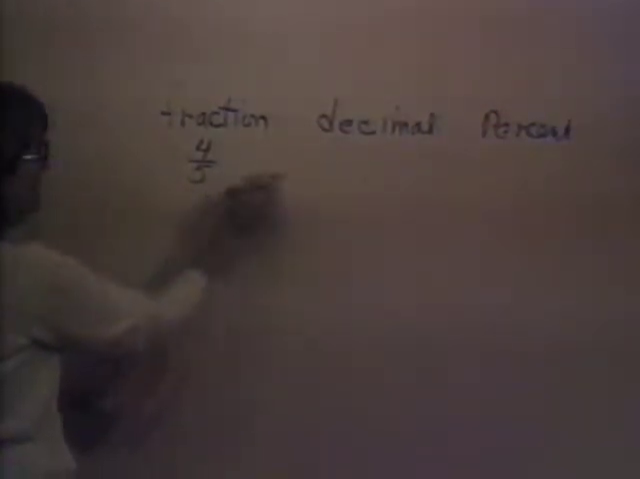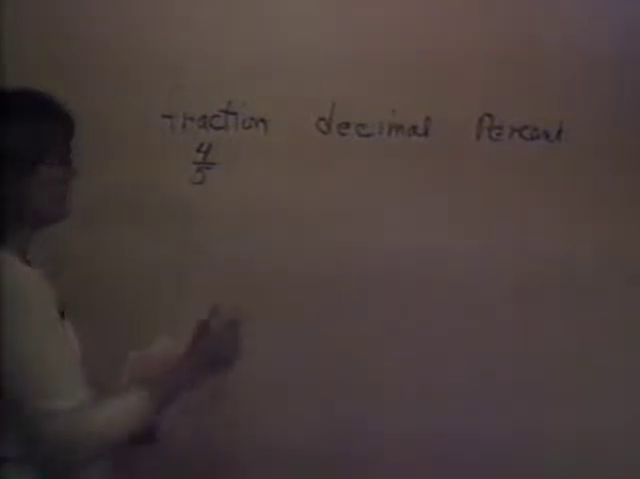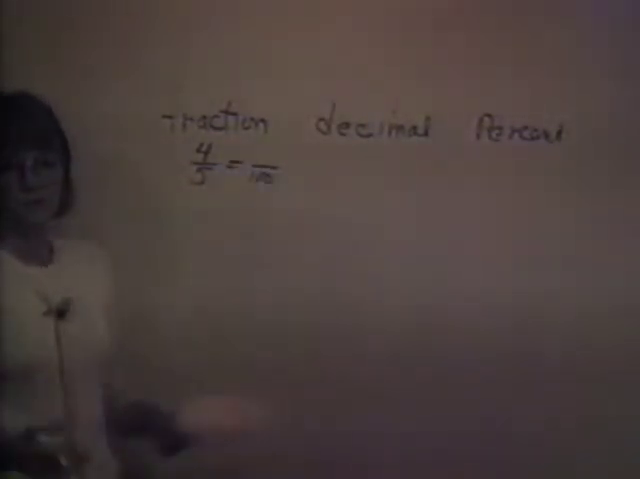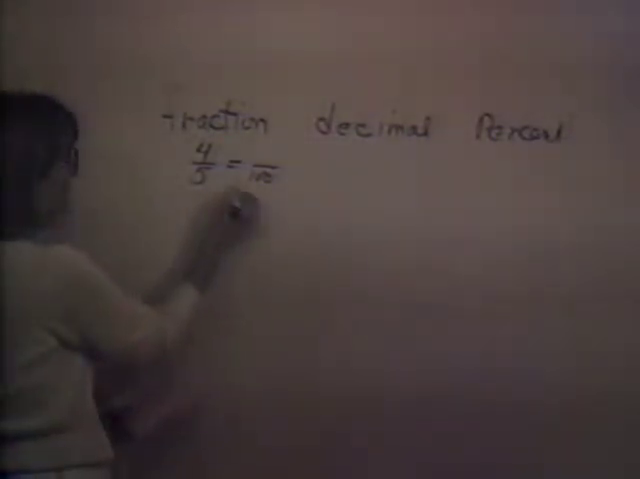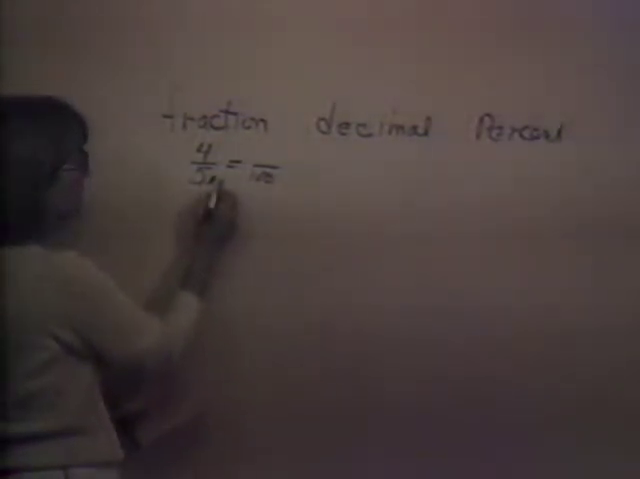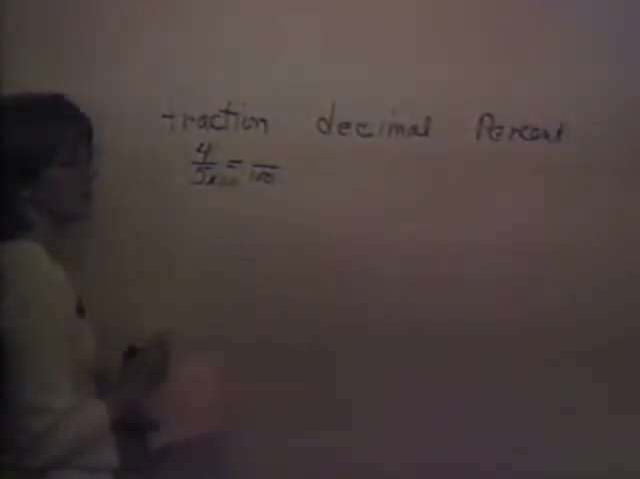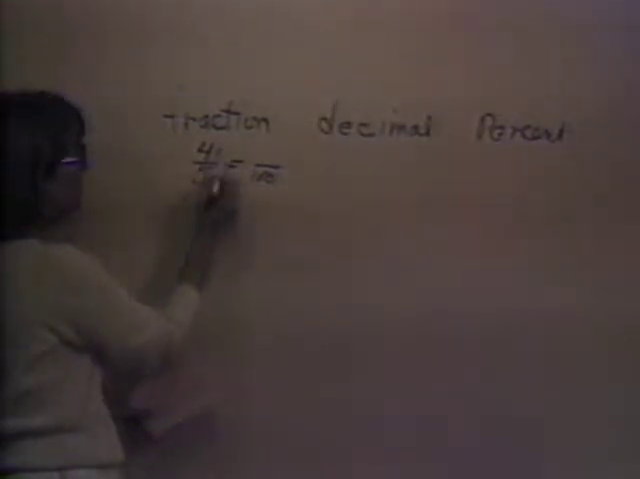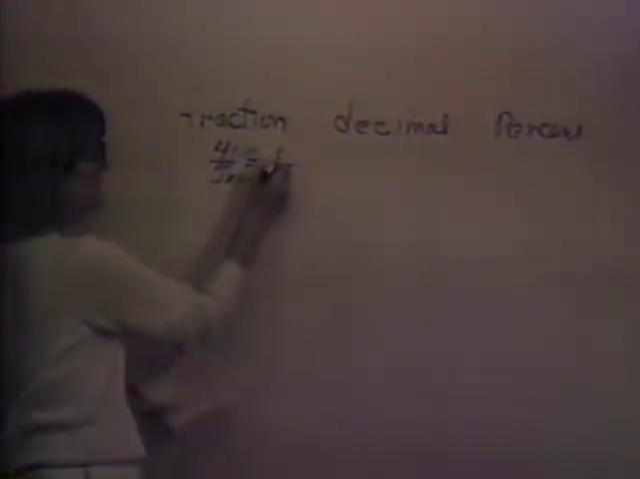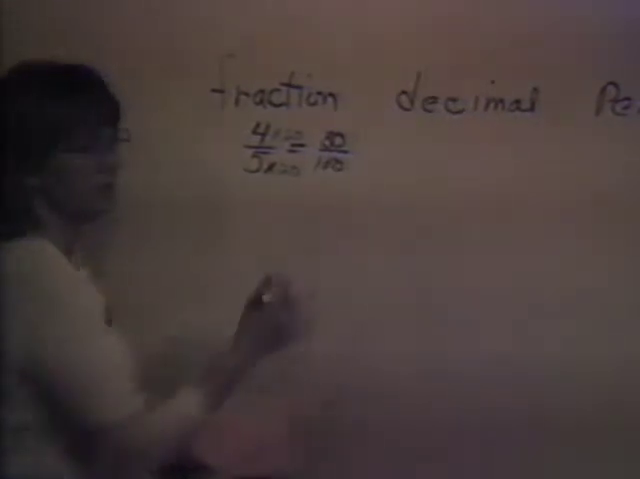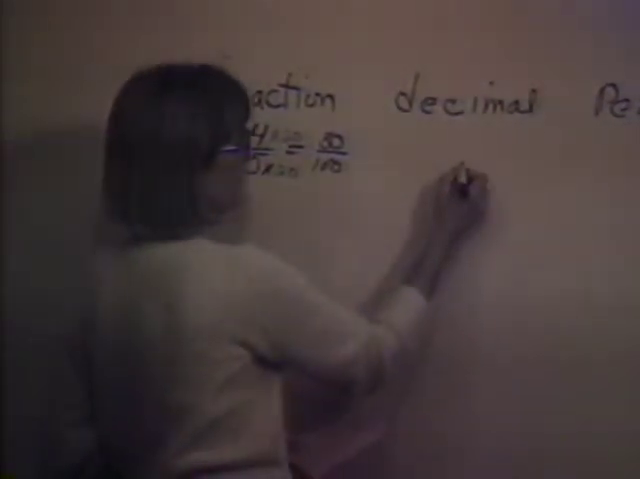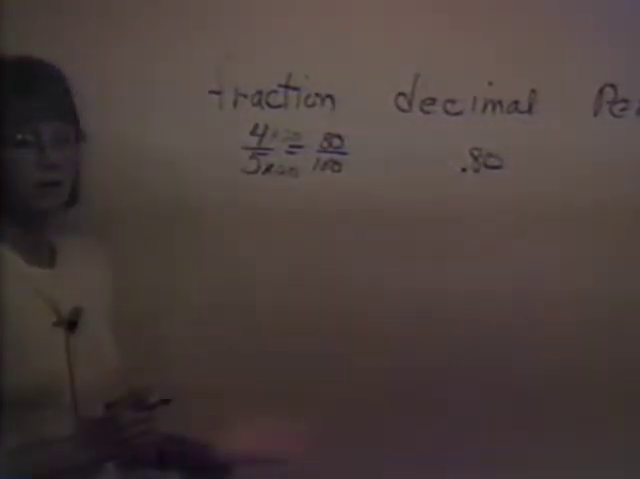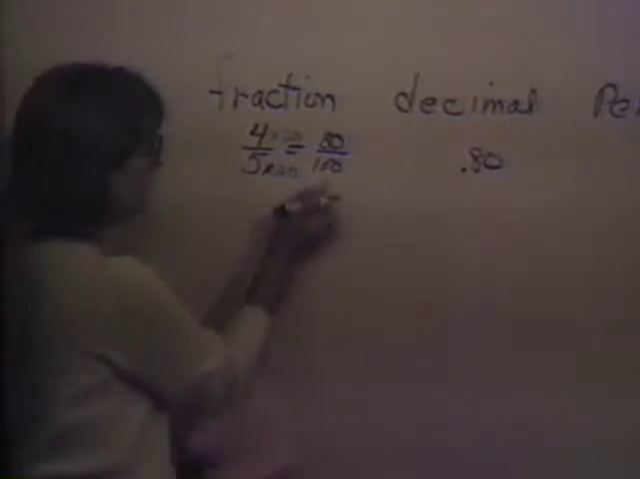Okay, to change any fraction to a decimal, if you have a fraction that can be changed to a denominator of 100 easily, then we've got it made. And we can do this one. 5 times what is 100? Well, it's going to be 20, isn't it? So if you multiply the denominator by 20 to get 100, we can multiply the numerator by 20 also, and that gives us 80. And if we have 80 hundredths, that's easy to write as a decimal. It's 0.80.